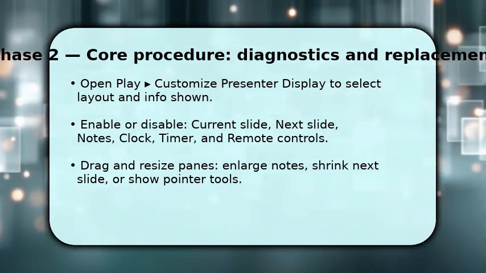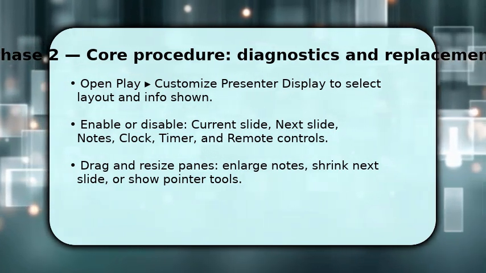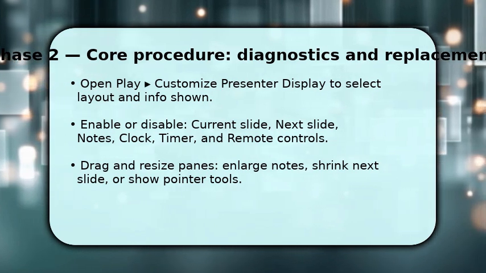Open Play and choose Customize Presenter Display. This controls which panels appear. Turn on Notes and Timer if you need prompts and pacing, or hide Next Slide if you prefer fewer cues.